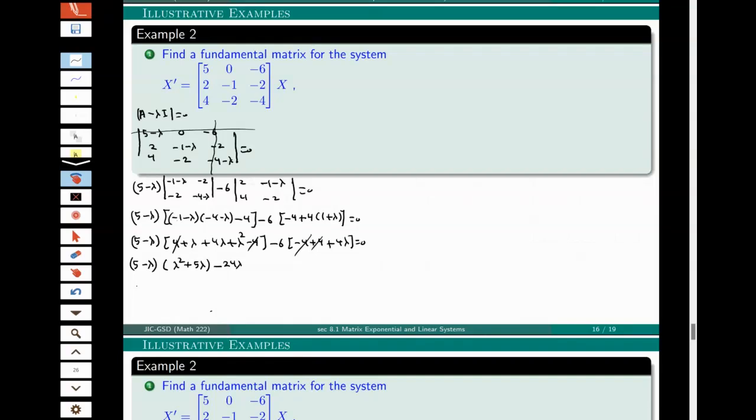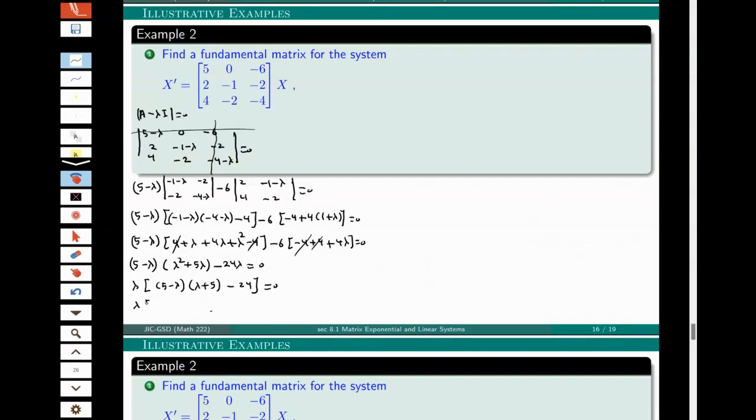Now it's clear lambda is a common factor, so I will have here 5 minus lambda, and I will have lambda plus 5 minus 24.